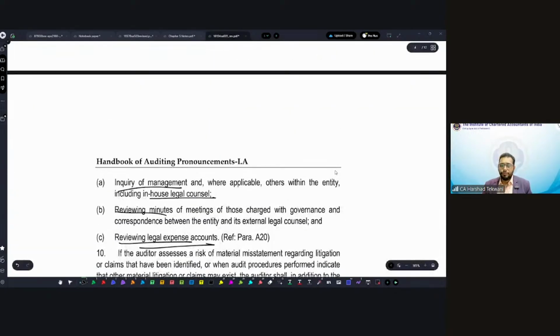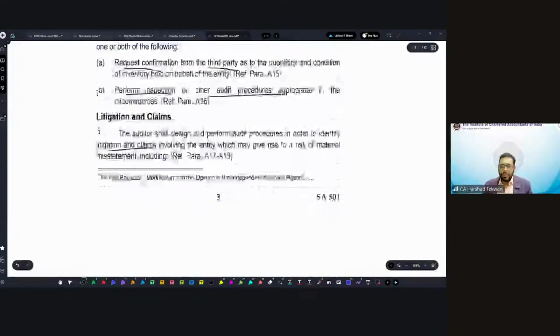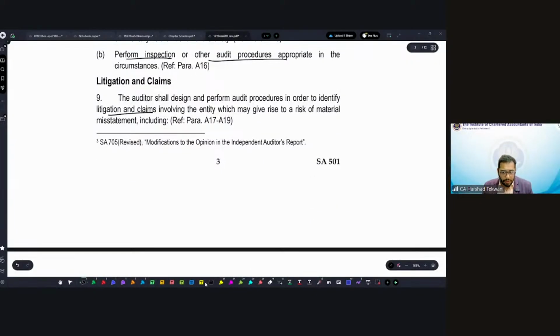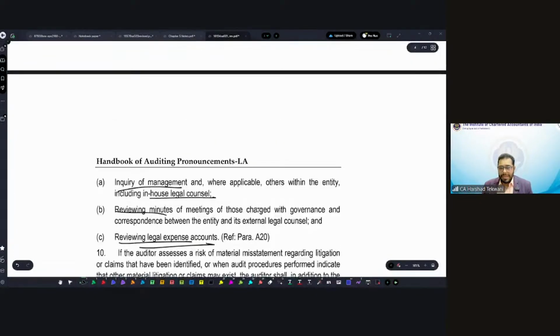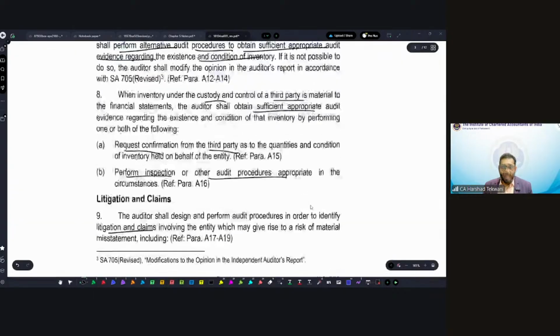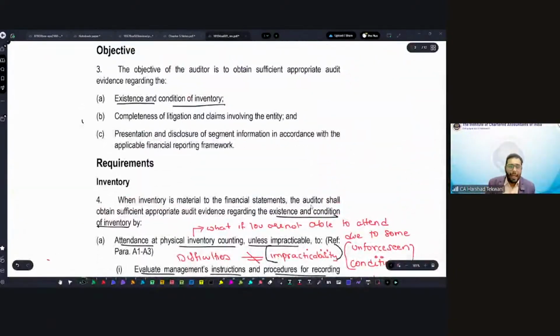Clear? Any doubt? This is the completeness of litigations and claims. Inquiry, minutes, legal expense, external counsel, direct communication. If not permissible, if you are not able to gather additional information, not able to get sufficient and appropriate information even after doing this, modify the opinion. Any doubts with this? Second point, completeness of litigations and claims involving the entity. Any doubt?